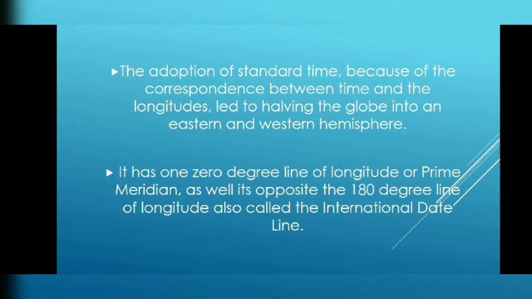The adoption of standard time, because of the correspondence between time and the longitudes, led to halving the globe into an eastern and western hemisphere. It has the 0-degree line of longitude or prime meridian, as well as its opposite, the 180-degree line of longitude, also called the International Date Line.